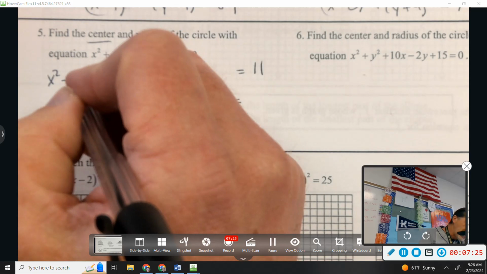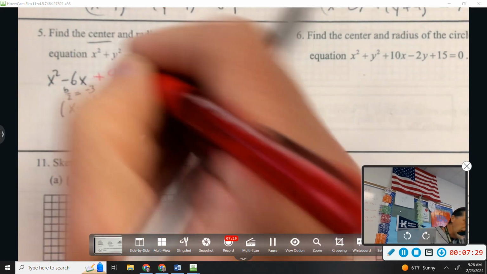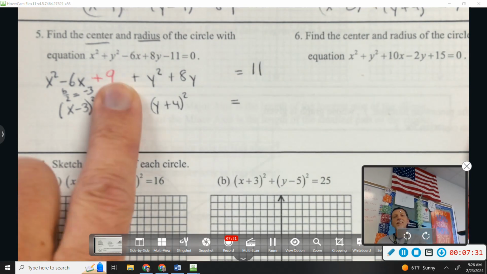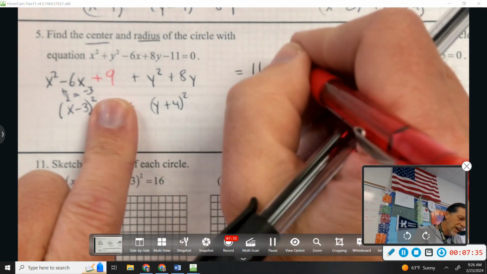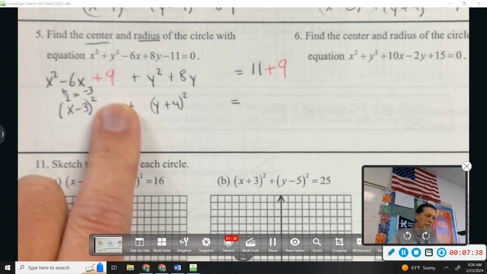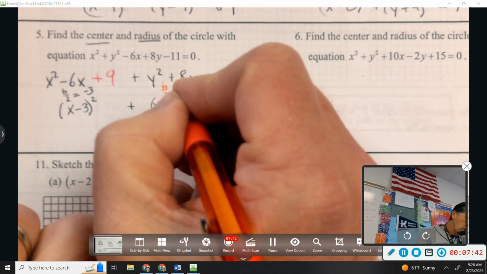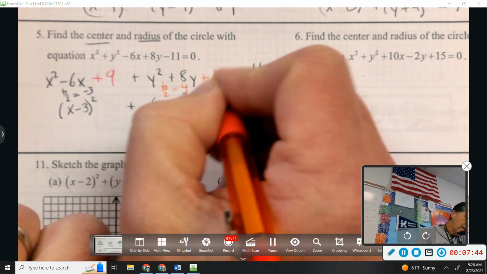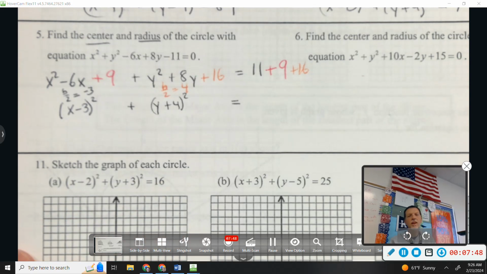So half of negative 6 is negative 3. But I can't just write x minus 3 squared unless there was a plus 9 there. So I put a plus 9 on this side and a plus 9 on the other side. Half of 8 is 4. Square that, I get 16. So add 16 to both sides.